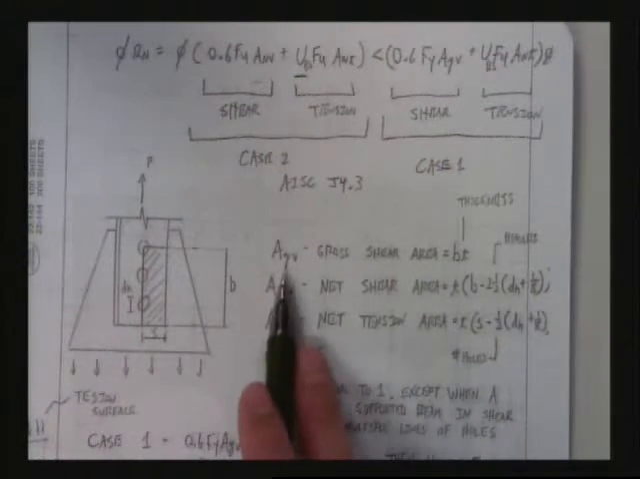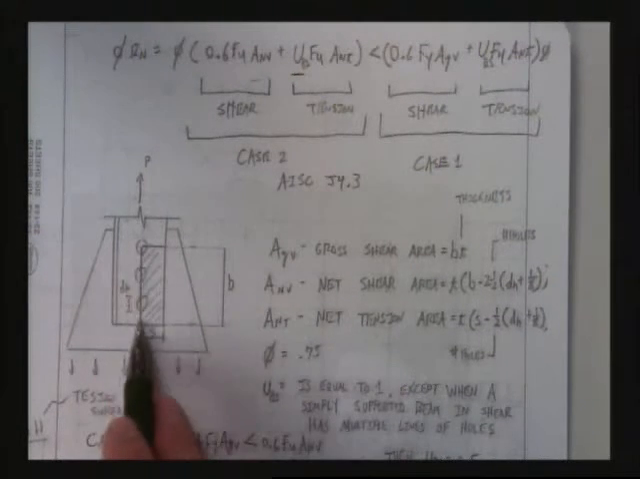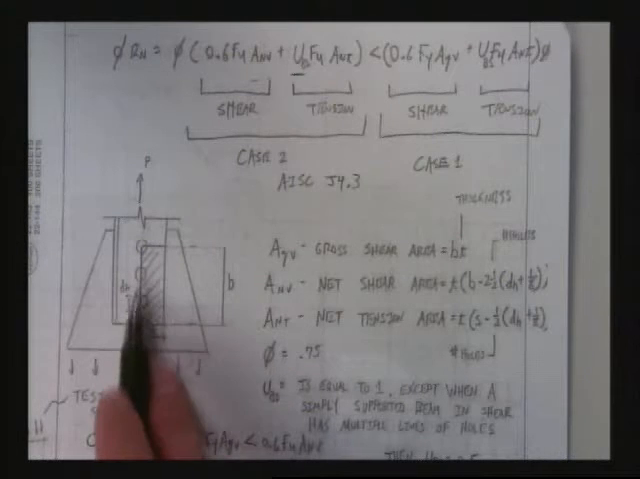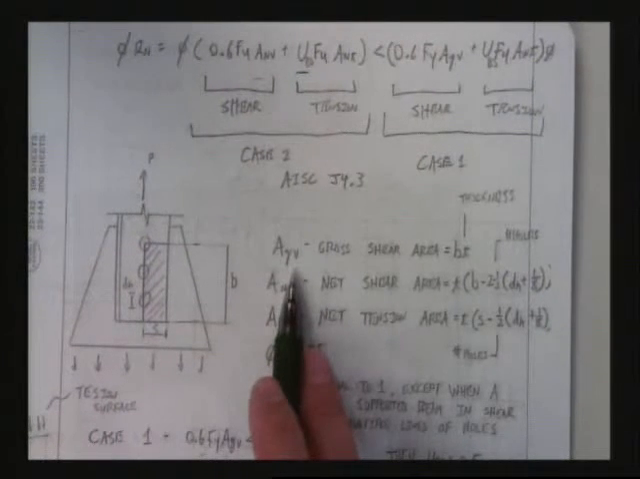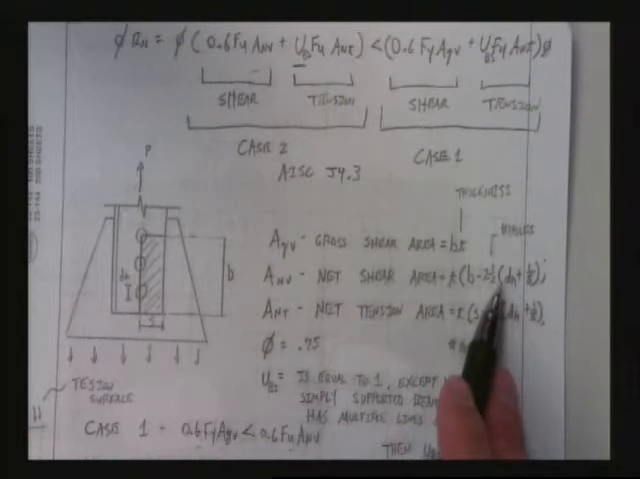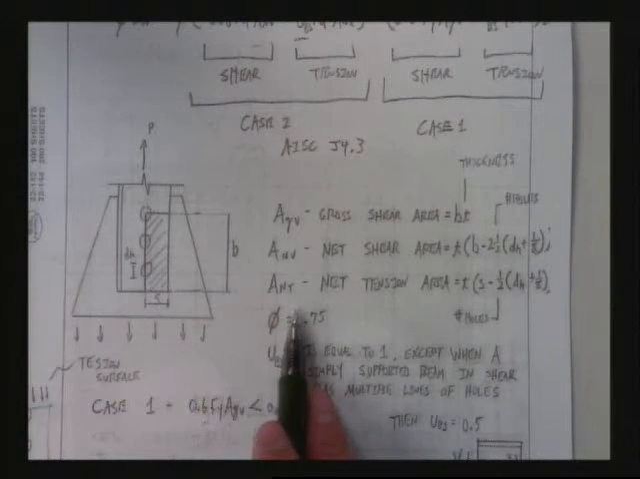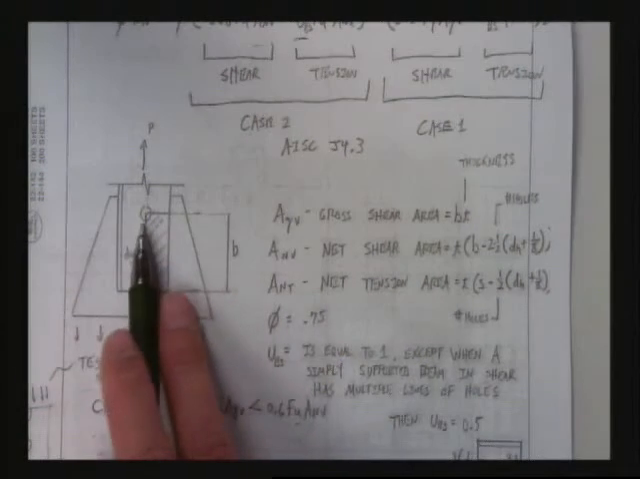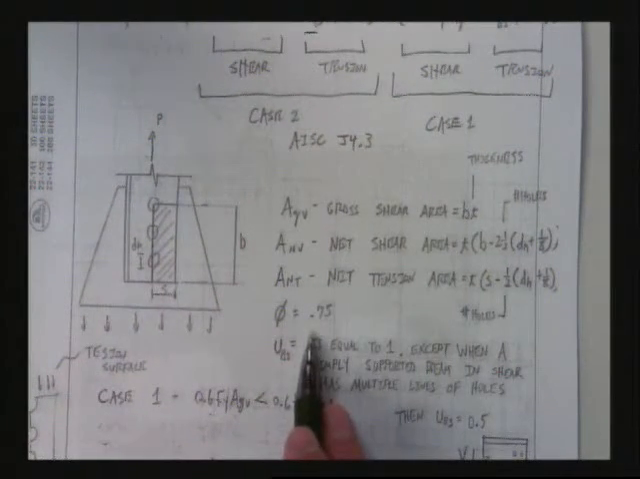This is just the gross area in shear. Well, that's here to here, isn't it? And if it's gross, what's that mean? It means there's no holes, right? Net area in shear means I take out the area of the holes. Net area in tension means I take out the areas of the holes in tension. I have a phi factor of 0.75.